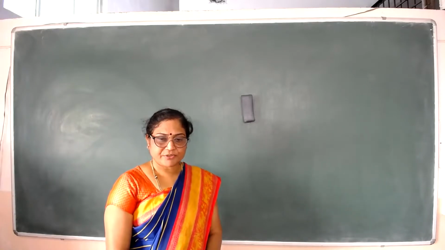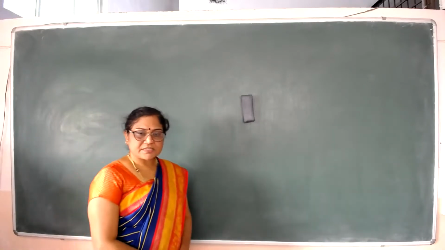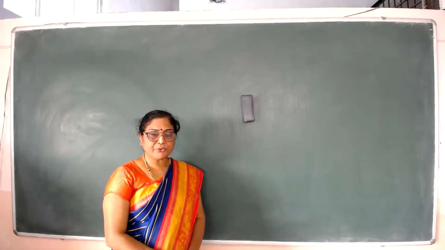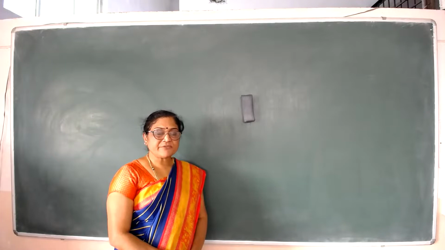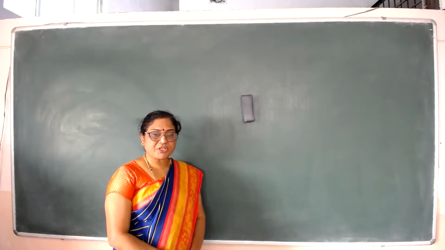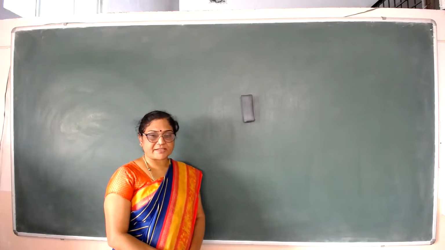Hello students, good afternoon. In the last class, we studied different image formations due to the convex lens. When the position of the object changes, the image formation also changes. When the object is at infinity, a point image is formed. When the object is at 2f, the image is the same size as the object.